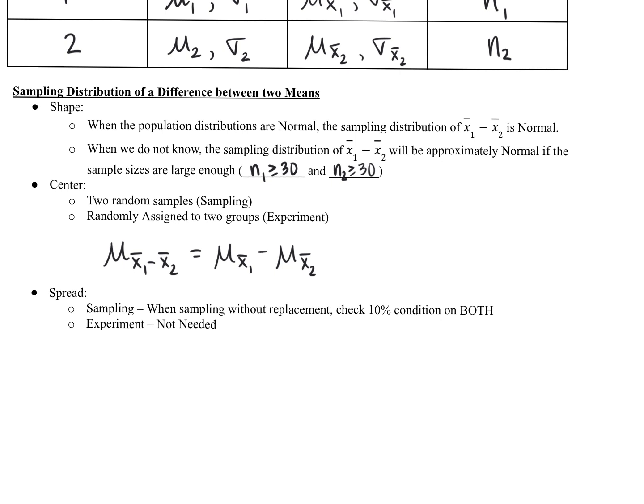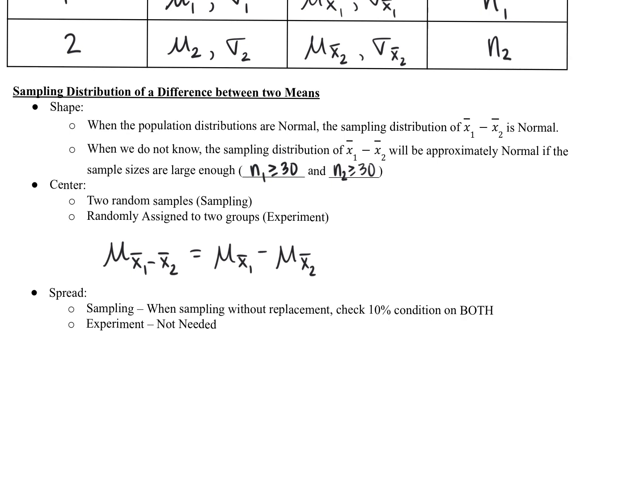For the spread or our standard deviation, if we are sampling without replacement, we need to check the 10% condition on both distributions, not just one. So similar to how we had to check the 10% condition for both for proportions, we have to do the same for means. Now, if it's an experiment, we don't need to check because experiments are always going to be independent.